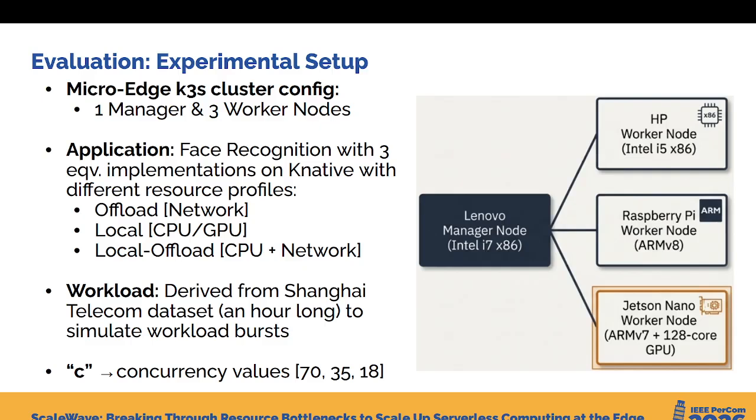To evaluate ScaleWave, we deployed it on a MicroK8s cluster consisting of one manager node and three heterogeneous worker nodes, where the workers varied in architecture such as x86 and ARM, and hardware resources such as CPU and GPU. Our test application was a face recognition service with three implementations: cloud offloading using the network resource, local compute using CPU or GPU, and hybrid processing combining local compute and cloud offload. Workload tests were derived from a real telecom dataset, and we also tested different concurrency levels, denoted by C, ranging from 18 to 70.